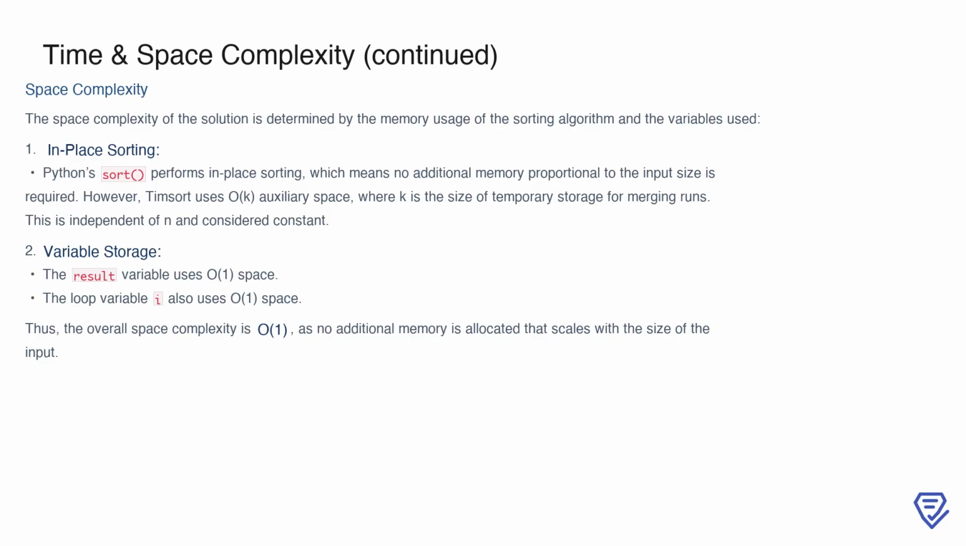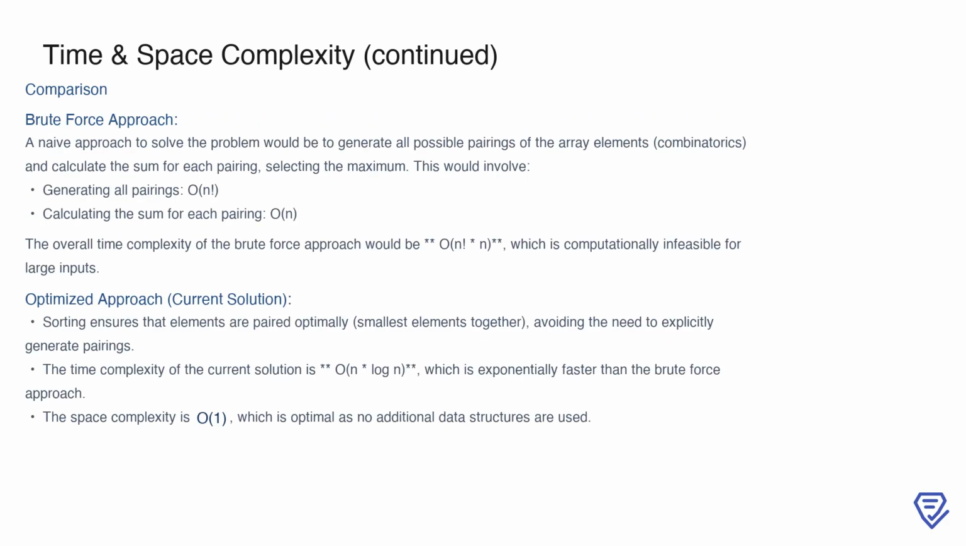When comparing this optimized solution to a brute force approach, the advantages become clear. A naive method would involve generating all possible pairings of the array elements and calculating the sum for each pairing in order to find the maximum. This process would require n time to generate all pairings and an additional n time to calculate the sum for each set of pairings, resulting in an overall time complexity of n * n. Such an approach is computationally infeasible for large inputs.